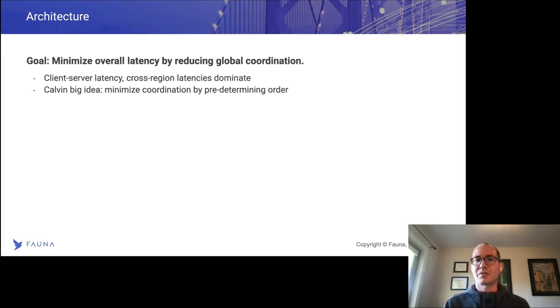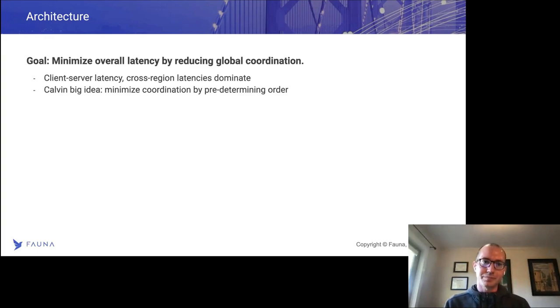The goal is to minimize overall latency, because latency ultimately is an enemy in the kind of system that we're trying to build. There's no getting around the speed of light. Clients can potentially be very far away from one of the regions that the system's deployed in. So the way to reduce latency is by reducing round trips.